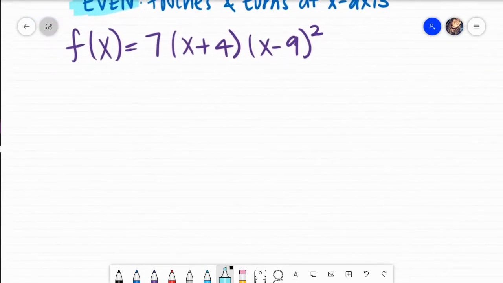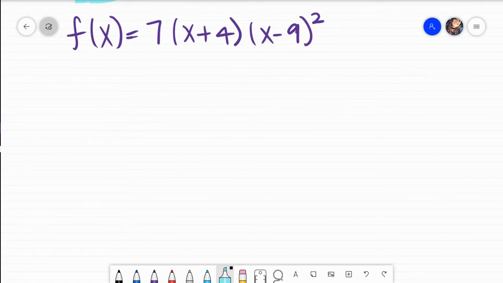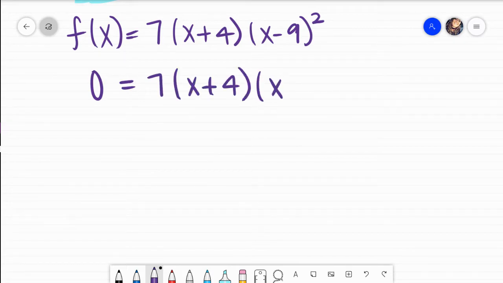Okay, so if we have f of x equals 7 times x plus 4, and then that's all times x minus 9, the way I'm going to find my zeros is to set my function equal to 0, because I need to know what makes my function 0. Those are my zeros. So what I would technically do here is divide both sides by 7.